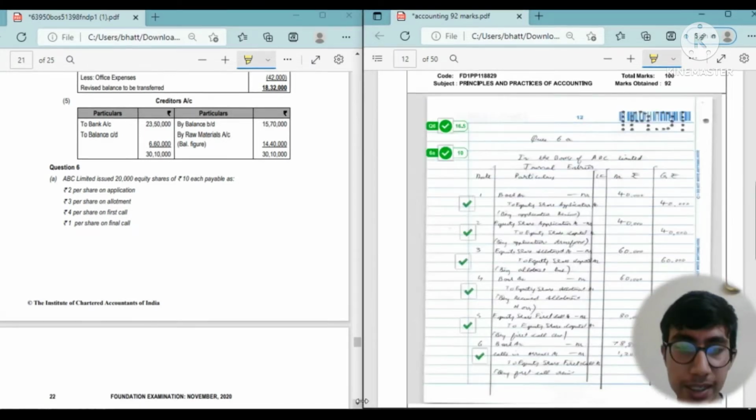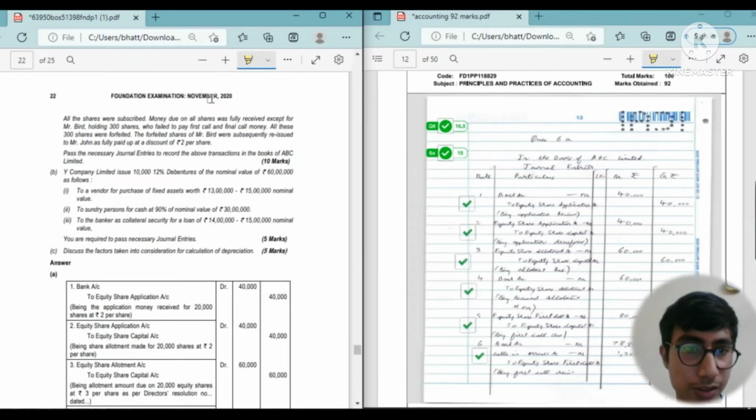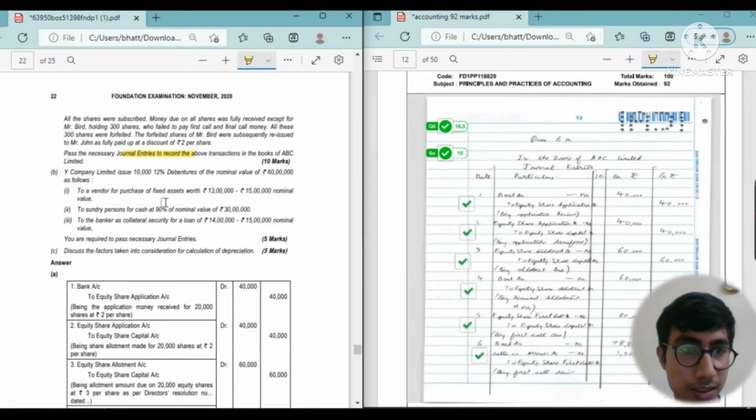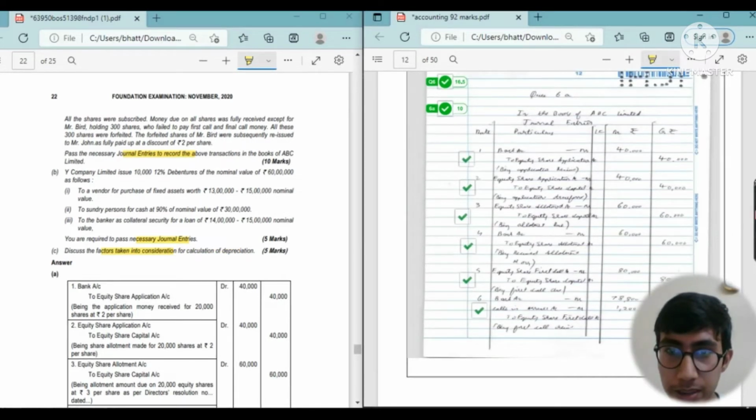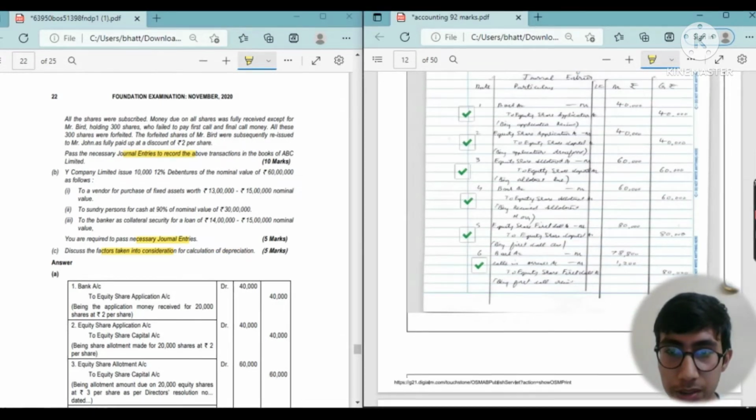Then I attempted the sixth question, in which I got 16.5 marks. 16A first were journal entries of shares. Then it was debenture entries. Then the third was a theory question. In this shares question, I have got full 10 marks.